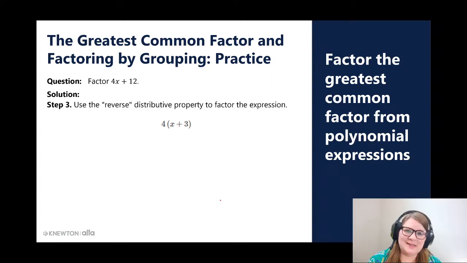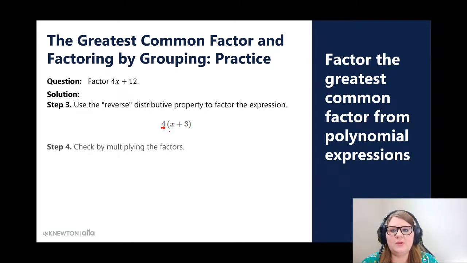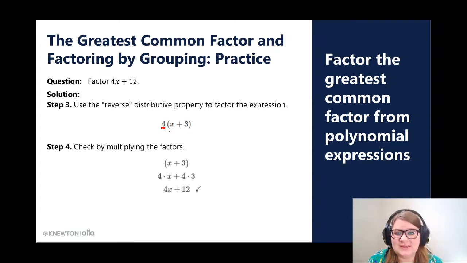So I have 4 times x plus 3. Again, 4 here is the GCF. Now, you generally want to check this. I understand you won't have time to do that for every problem, but especially as you're getting the hang of it, I highly recommend doing it. If you were to redistribute that number on the outside, do you get the correct answer?